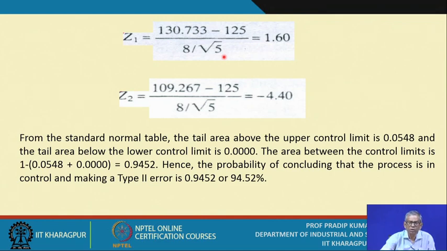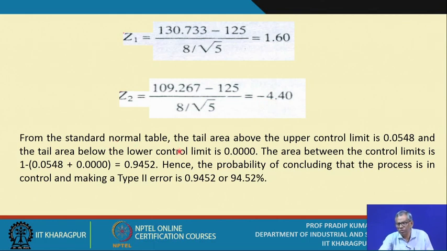But just make a note that usually both the values may change, and many a time the sigma and the mu are related. Whereas right now we are assuming that the sigma is not related to mu. Is it okay? So this is just a first approximation. This value, 130.733, has now become 1.60, and the z value at 109.267, that is the lower control limit, when mu is changed to 125, has become minus 4.40.